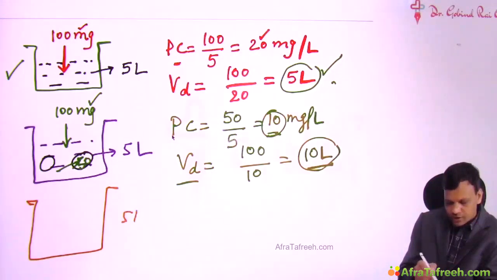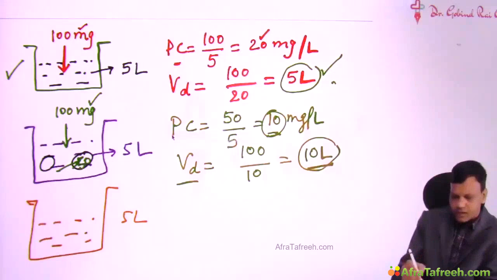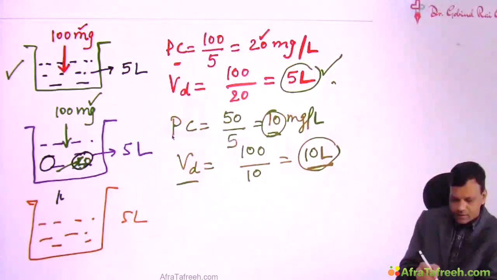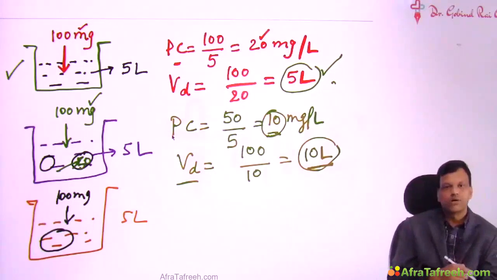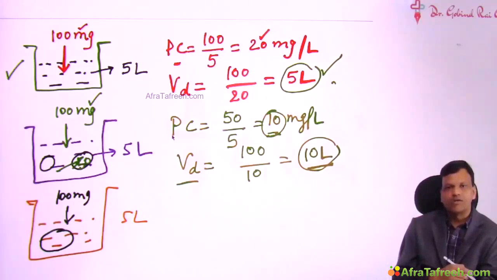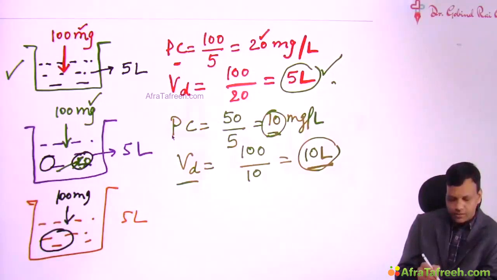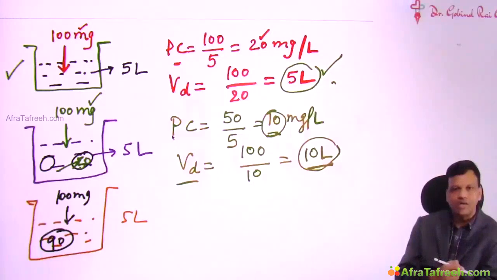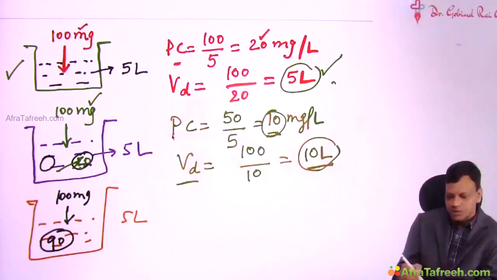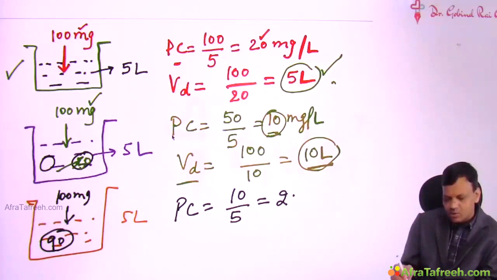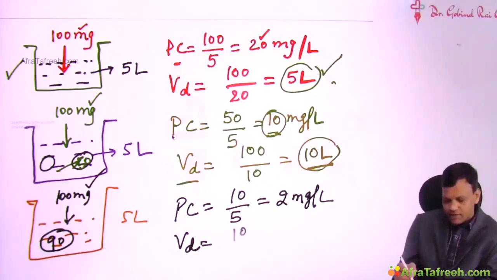This also contains 5 liters of water. Again we give 100 milligram of drug. But now this beaker contains a crocodile. Crocodile means an organ where a large amount of drug will go. Suppose out of 100 milligram, 90 milligram go to tissues. Very high volume of distribution, or very high distribution. So only 10 milligram will dissolve in plasma. The plasma concentration in this example will be 10 milligram in 5 liter, that means 2 milligram per liter. And we calculate the volume of distribution: amount given, 100, divided by plasma concentration, 2. It comes out to be 50 liter.